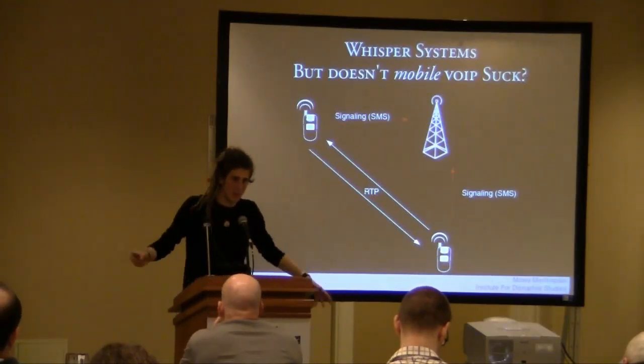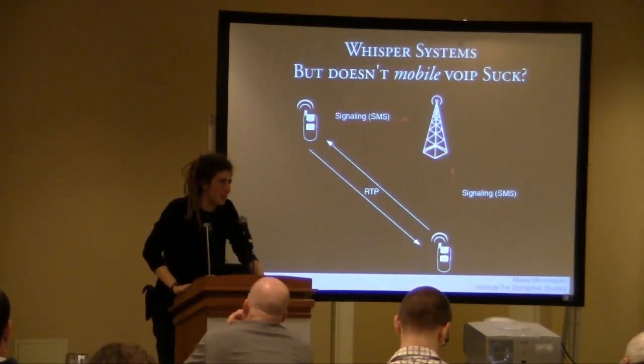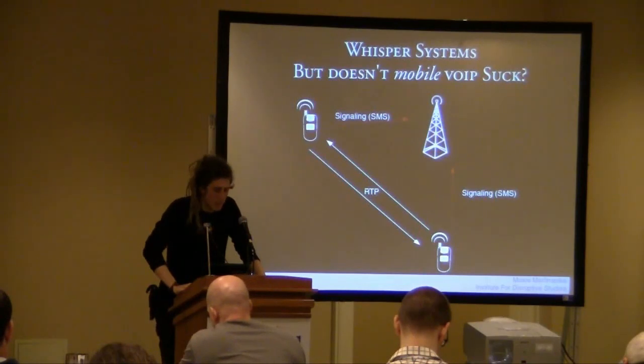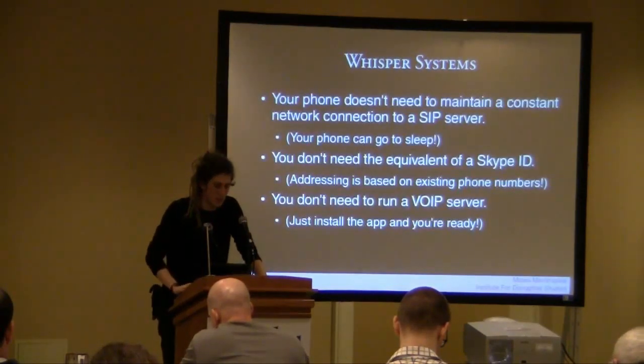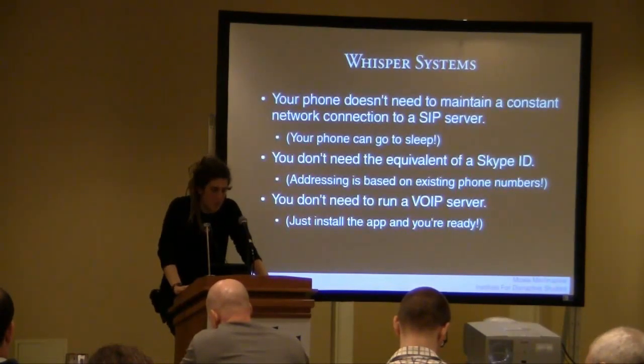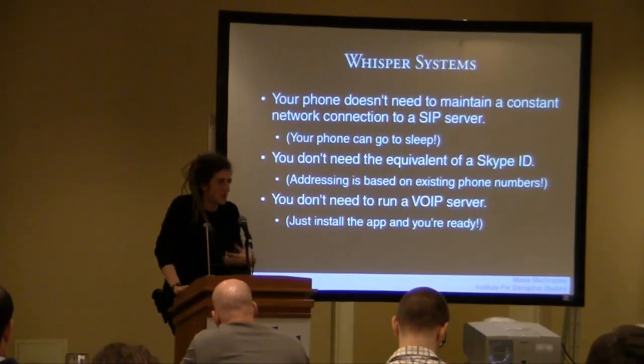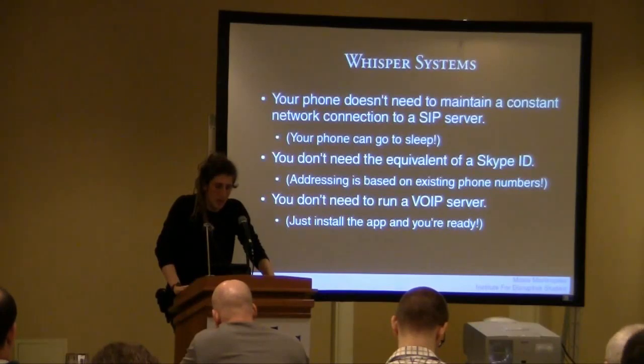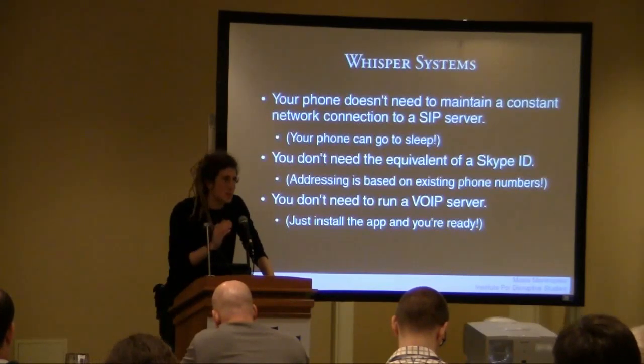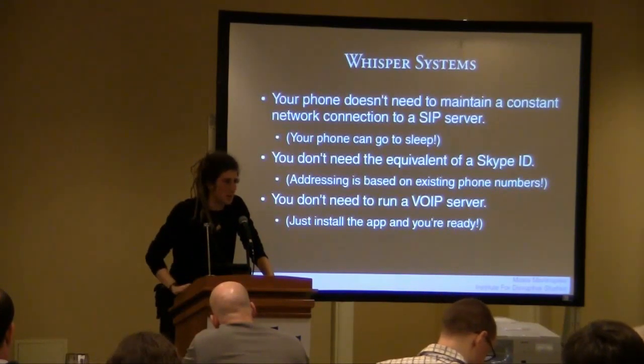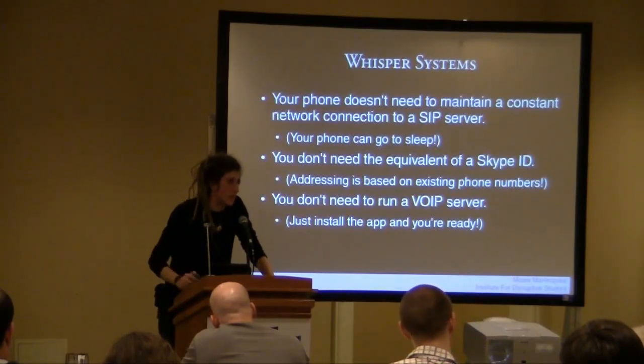No one has to run an Asterisk box anyway. All the addressing is done by your normal phone number. Your phone can go to sleep, and everything should work quite well. So you don't have to maintain this constant connection. You don't need the equivalent of a Skype ID, a Fring ID, or something. You have your phone number, and that's it. And you don't need to run a VoIP server. You just install the app, and now you're ready to make and receive calls to anyone whose phone number you already know.